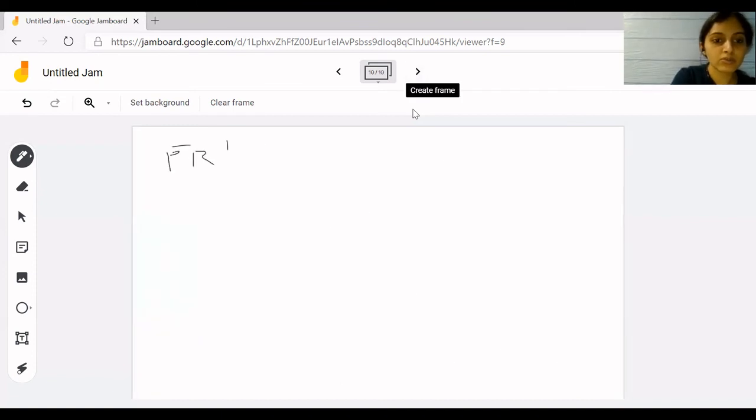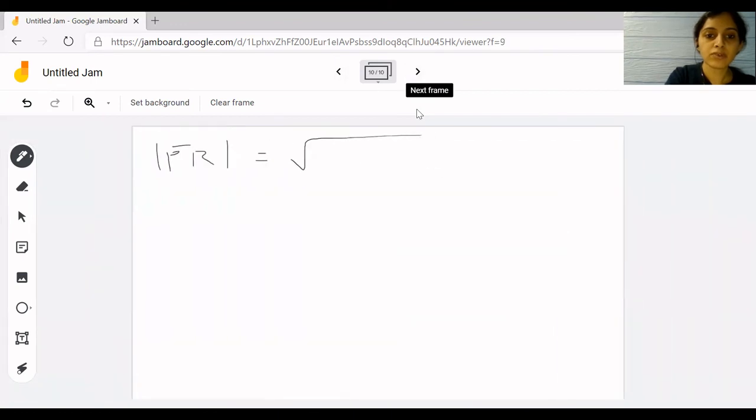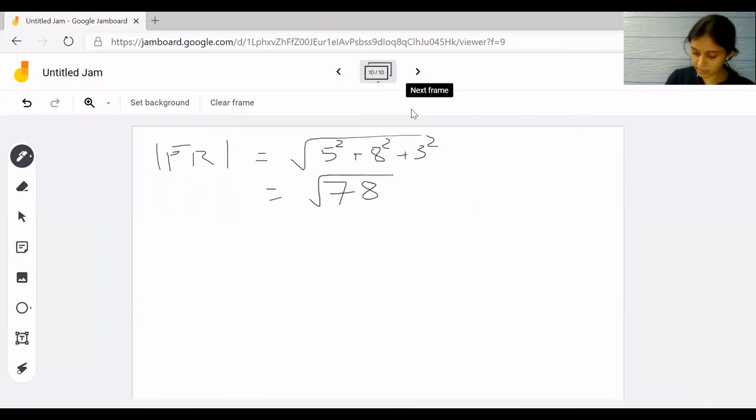PR bar magnitude will be the square root of, what is our vector PR bar? Let's check. 5, 8 and 3. So it's 5 square plus 8 square plus 3 square, that is 25 plus 64 plus 9. 25 plus 9 is 34, plus 64, that is 98. So the square root of 98, which is 7 root of 2. This is the magnitude of PR.